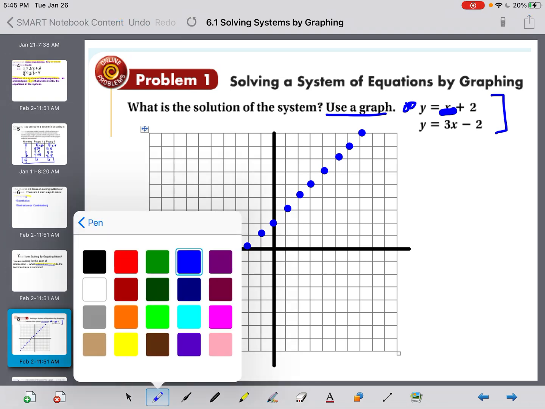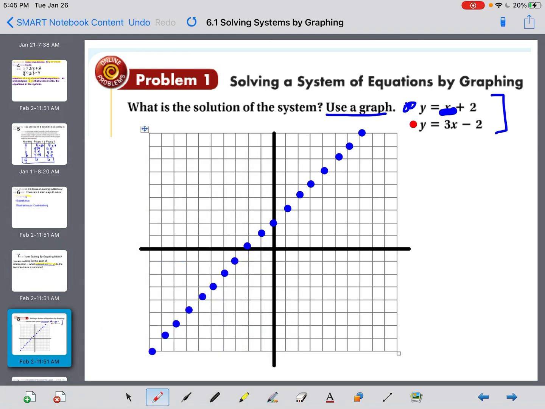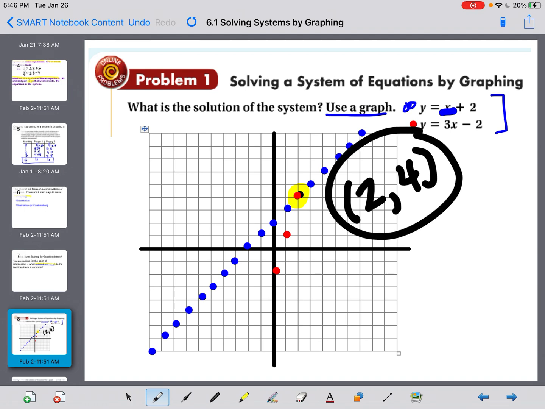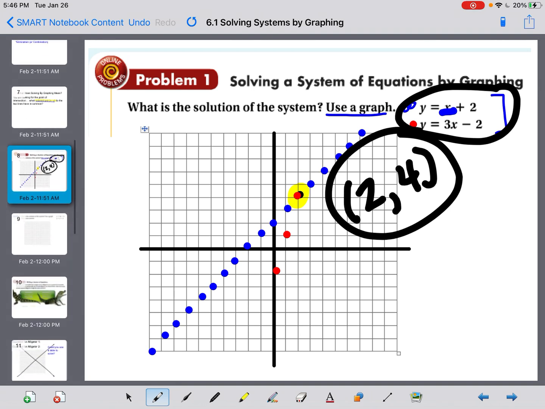Okay, then I'm going to switch colors here, and I'm going to do our y equals 3x minus 2, starting at -2, up 3 over 1, up 3 over 1. Okay, and I can actually stop right there because I can see that I just put 2 dots in the same spot. That is where those two lines are going to cross when I draw them out. Okay, that ordered pair happens to be over 2, up 4. That is the solution to this system of equations. That is the point that they each have in common.